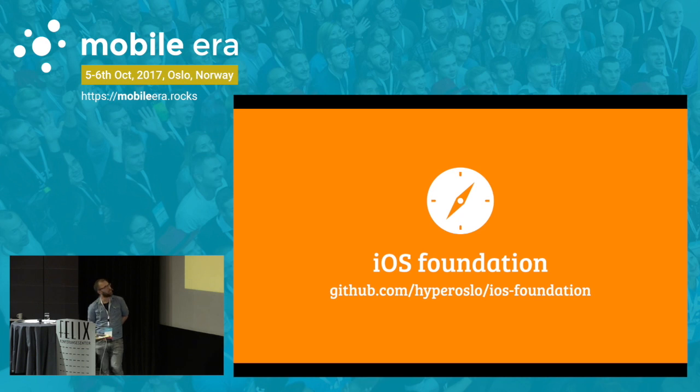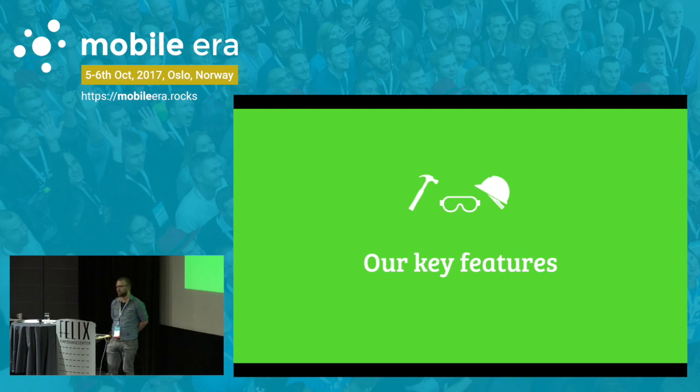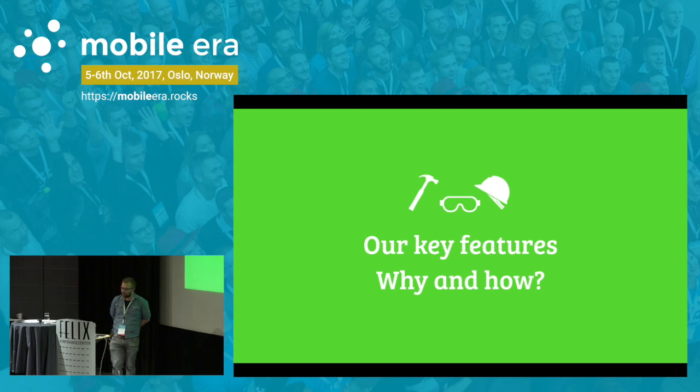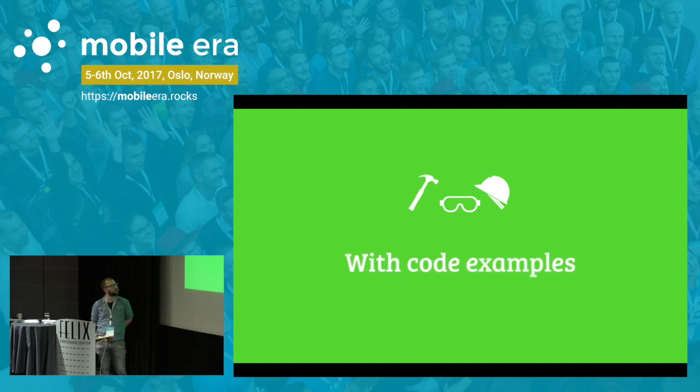So when it comes to what we actually added to the framework, or in this case, our key features, or if you want to translate that differently, what were the pain points that we wanted to solve. So why and how is important. And I'm also going to show you some small code examples extracted from some applications that we've been working on, just to show you why these things are important.